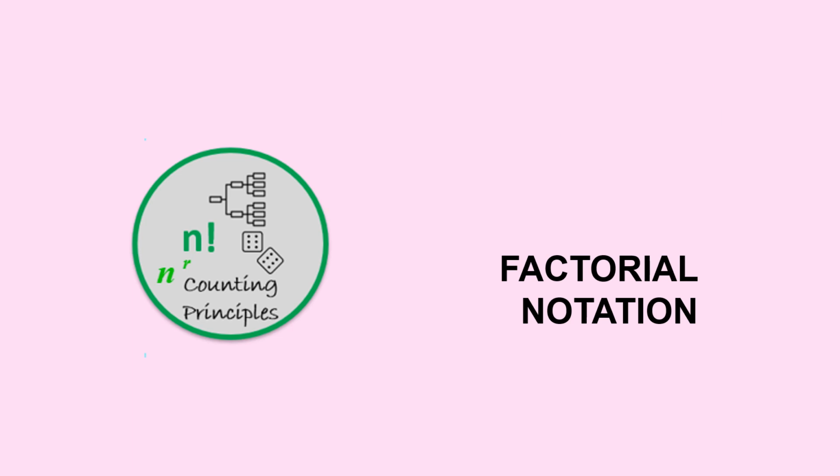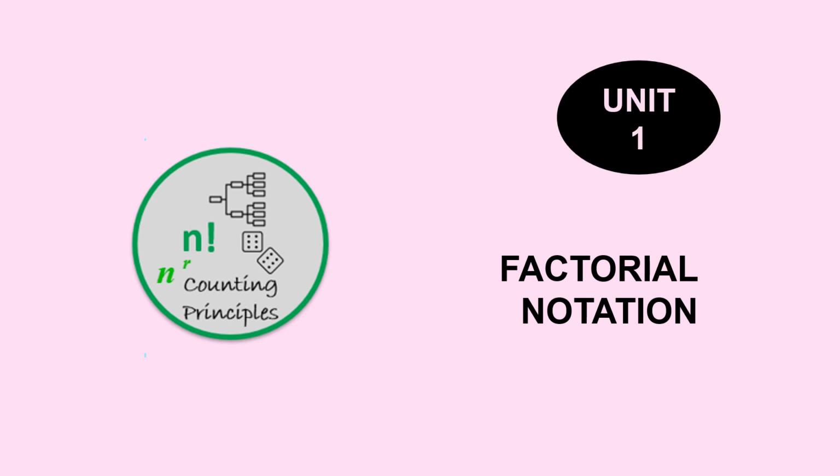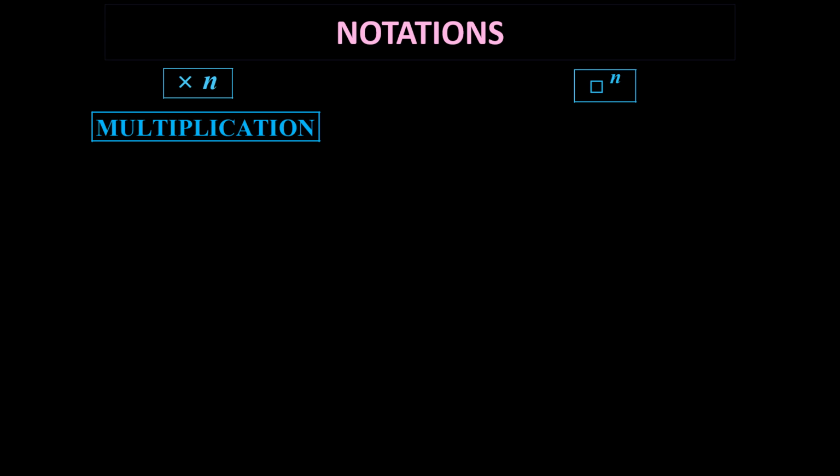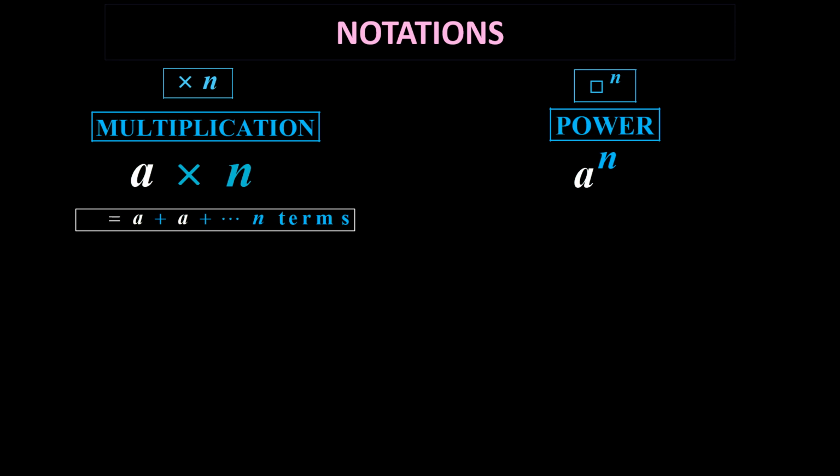Firstly, let's look at the factorial notation. Let's go over some notations. There we have multiplication by n, and there we have raising something to the power n. That is multiplication, and there we have power. So as an example, we have a times n, and the other one we have a raised to the exponent n. a times n means a plus a plus a plus a, n terms in terms of a.